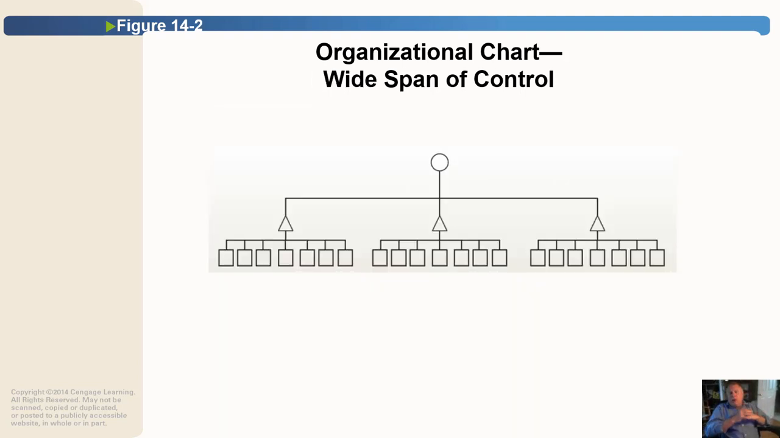Here's one, when we look at the organizational chart, that is a wider span of control. So the president in this case has 3, but when you look at the triangles, they have 7. So that's a wider span of control. And sometimes it depends on what the work actually is.